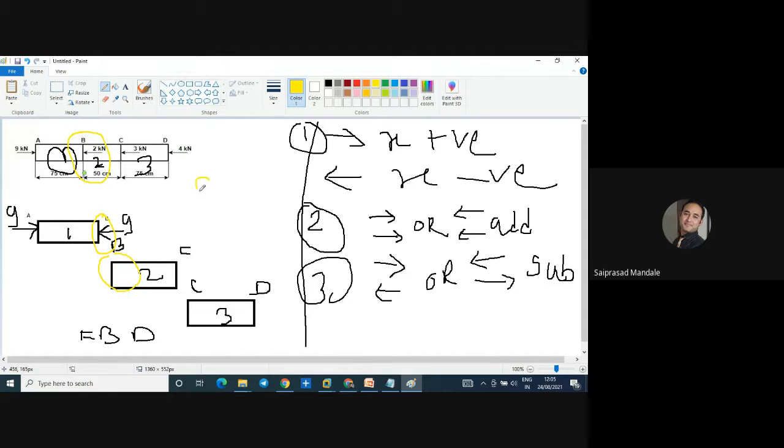The 9 kilonewton force is over here, moving to the left-hand side. I want 2 kilonewton as a resultant. So how much force do I have to add to the 9 so that the magnitude is 2 kilonewton? Do I have to add or subtract?